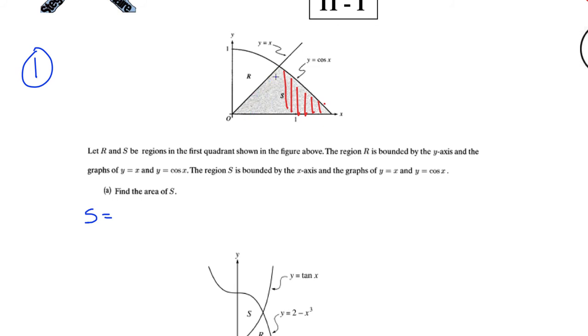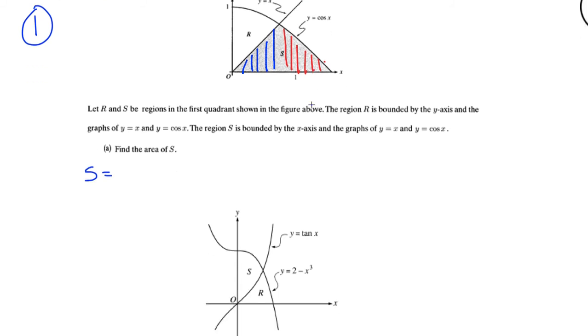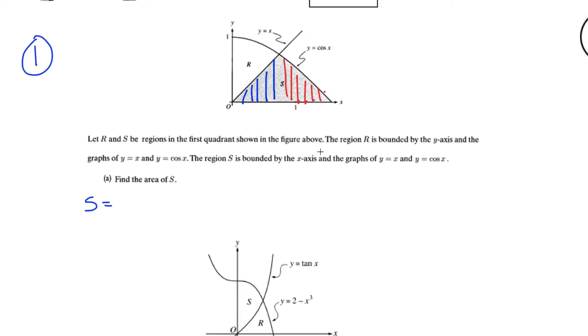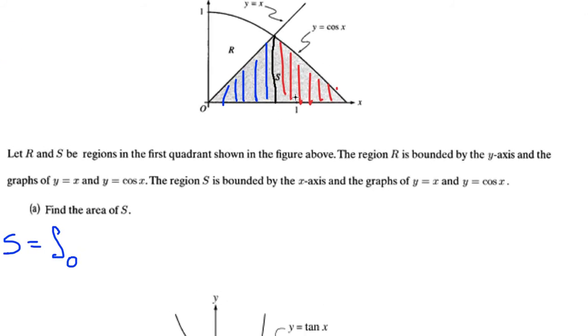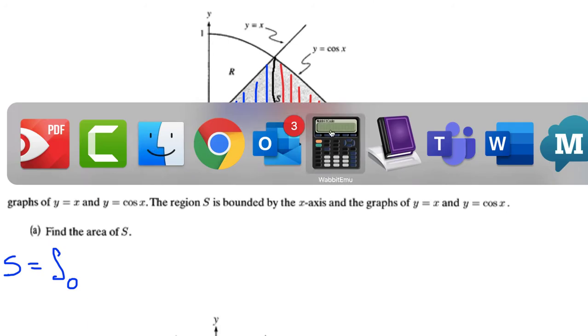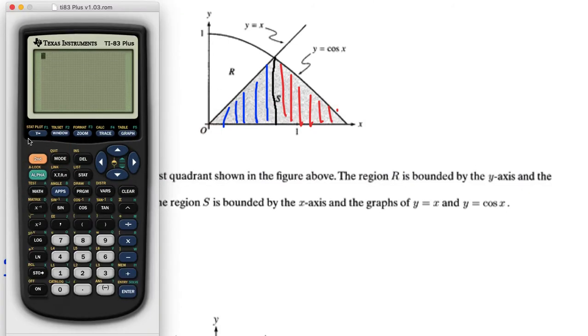So I have two different functions happening here. I can make those lines look slightly better. So S is equal to our left piece, which is x, so it's going to be the integral from 0 to wherever that intersection point is. And I have to figure out where is that intersection point, this black line. So I come into my calculator and I clear all of my y equals. That's just going to be x. This is going to be cosine of x, good.